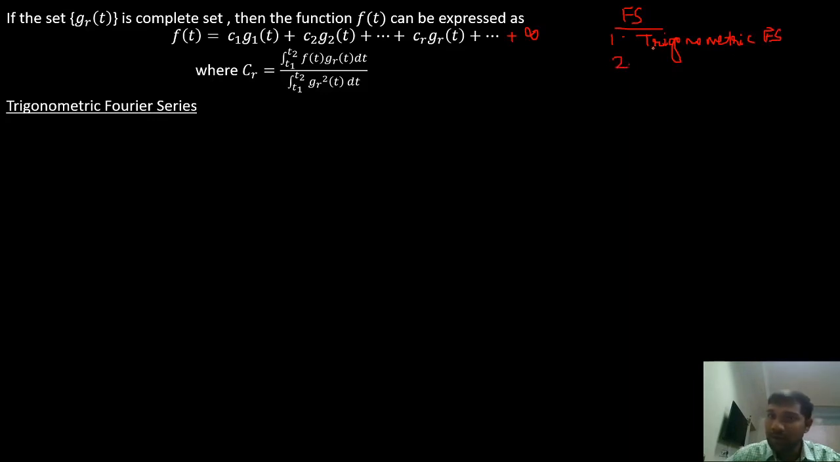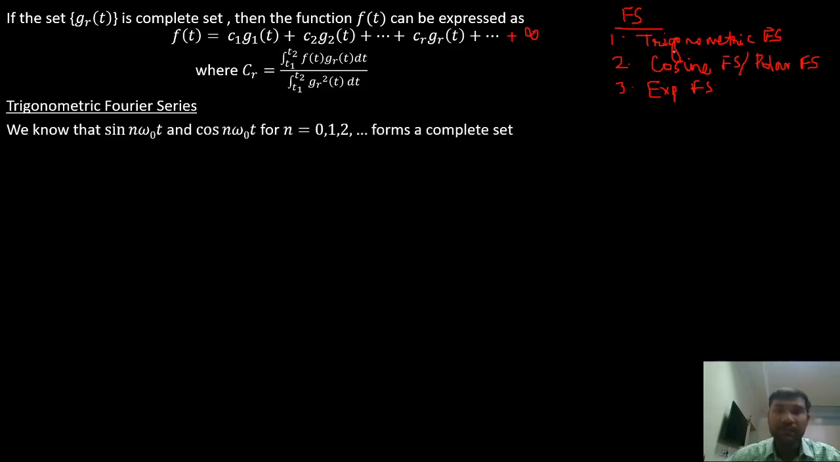The second one is a modified form of trigonometric Fourier series, which is also called cosine Fourier series, or polar Fourier series, and the third one is exponential Fourier series, or complex exponential Fourier series. So trigonometric Fourier series is the first type of Fourier series.